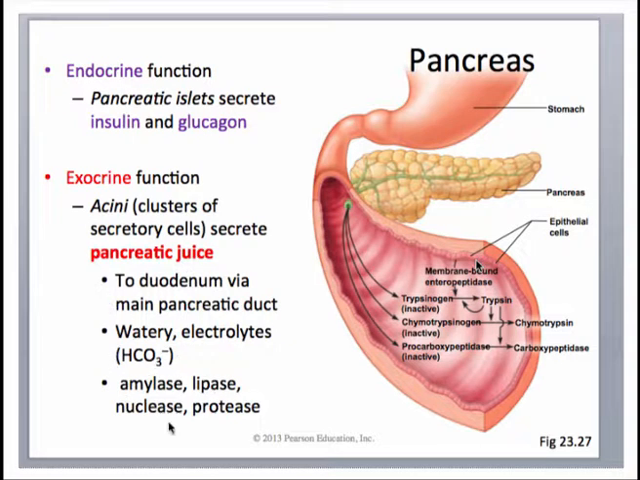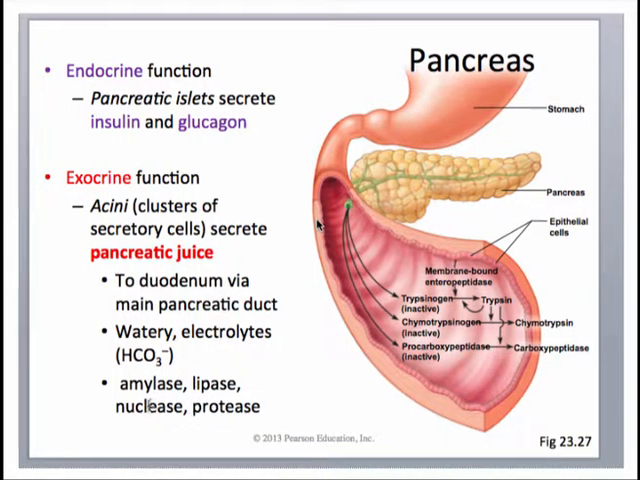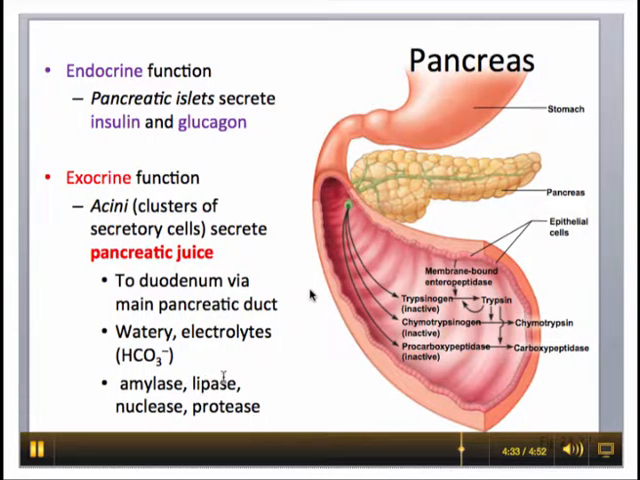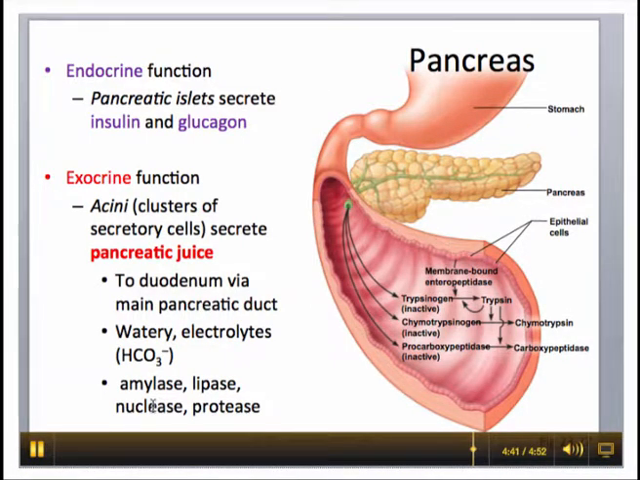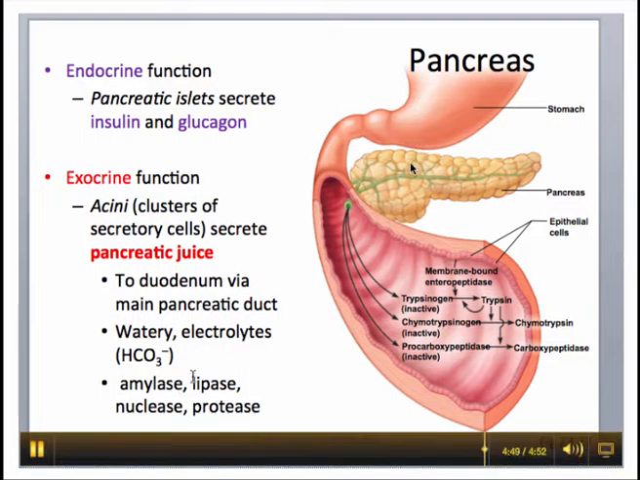There's a couple different examples here. This digestive juice from the pancreas has enzymes capable of digesting all four of our macromolecules. Amylase breaks down carbohydrates, lipase breaks down lipids, protease breaks down proteins, and then nucleases can break down nucleic acids. Also, the pancreatic juice is very watery, but also has a lot of electrolytes like bicarbonate, and that's going to keep it kind of alkaline.